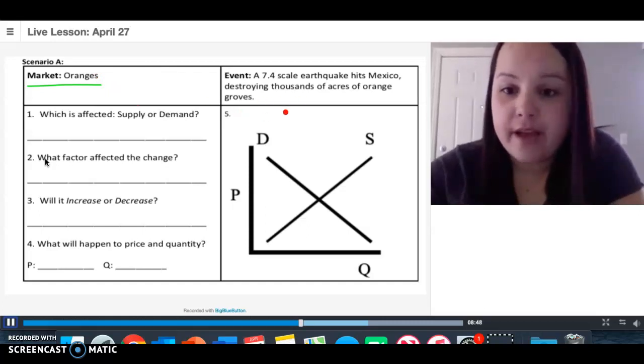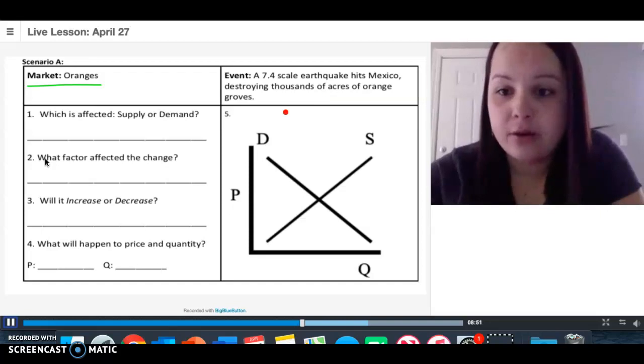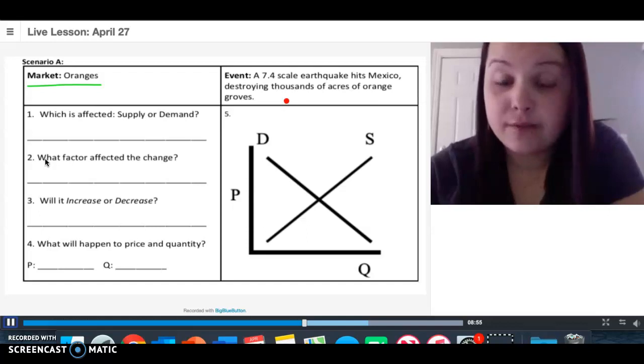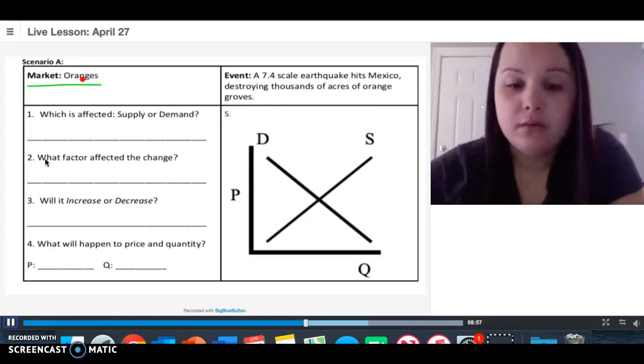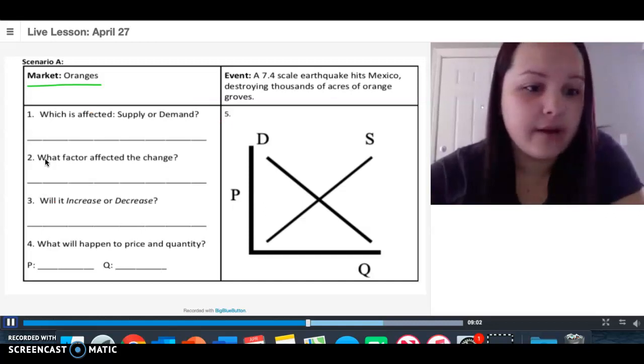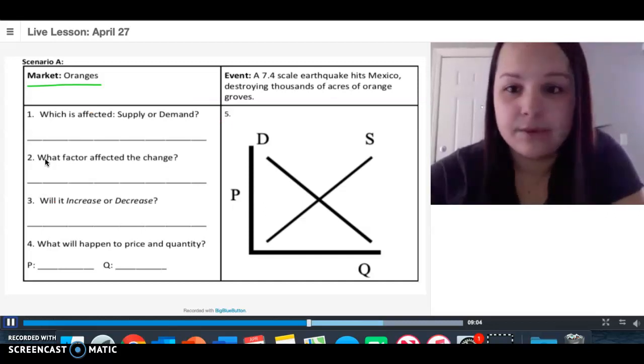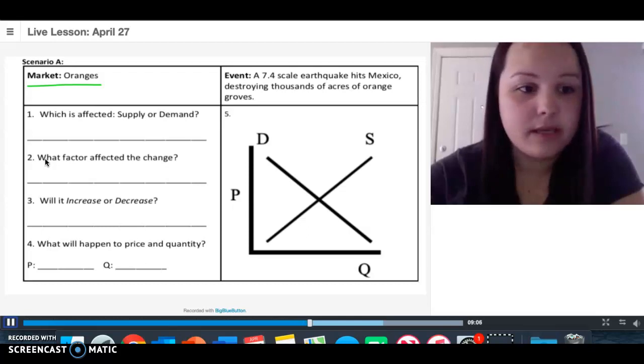Now the event is a 7.4 scale earthquake, that's a big earthquake, hits Mexico, destroying thousands of acres of orange groves. So again, the market is for oranges. What is being affected here? Supply or demand? Hopefully that's pretty simple to see. Anyone want to take a guess?